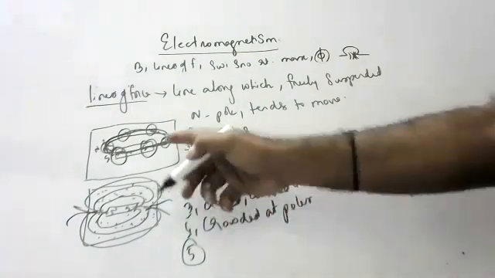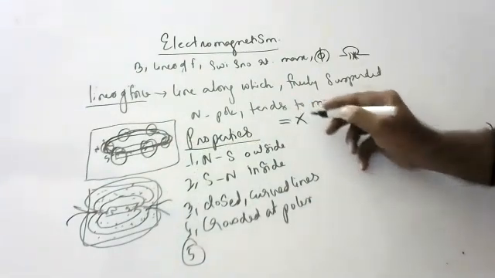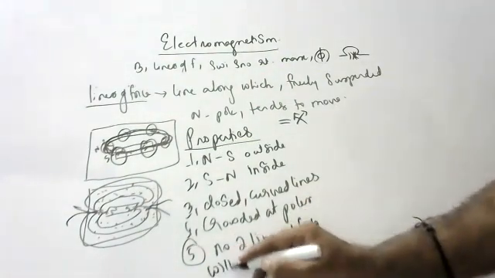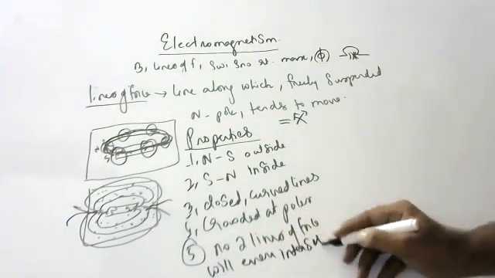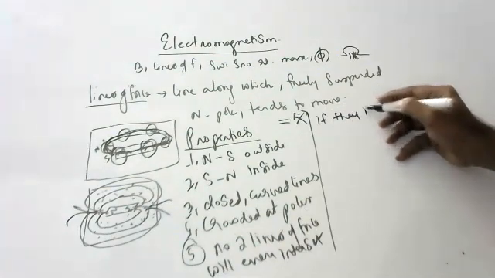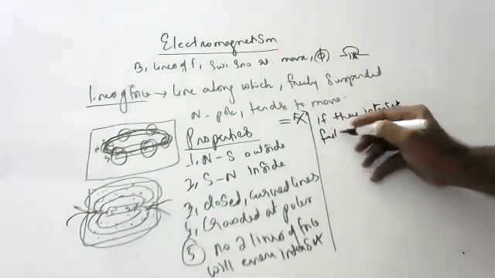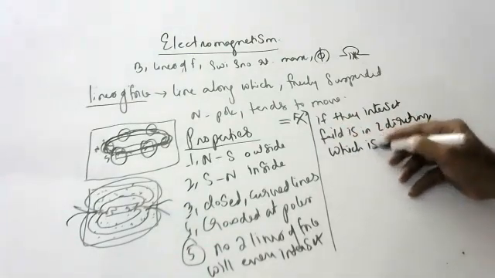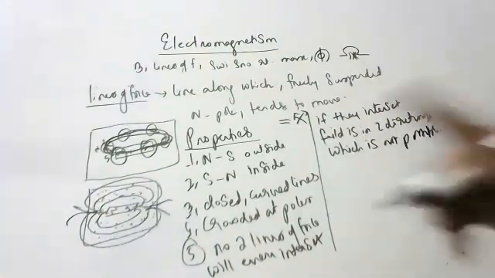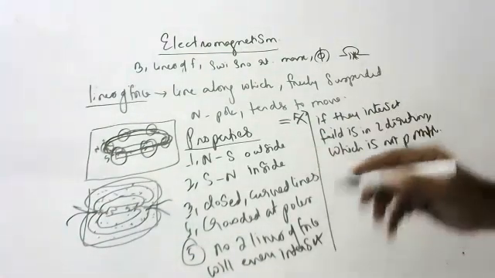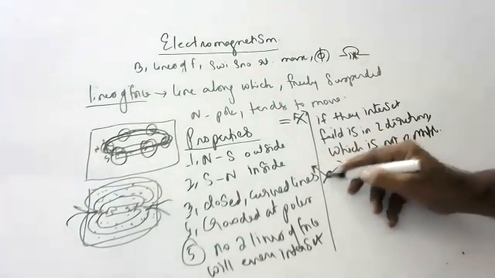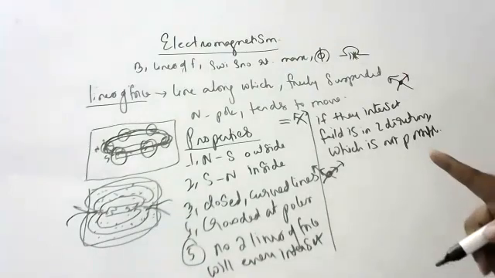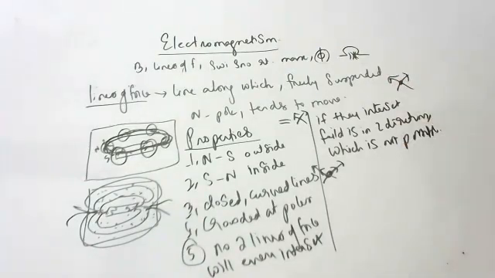Next one, fifth one. No two lines of force will ever intersect. They may go near each other, but they will never intersect. Because if they intersect, the field is in two directions, which is not possible. At a given point, the field will be in one direction, either right or left, but not two directions.